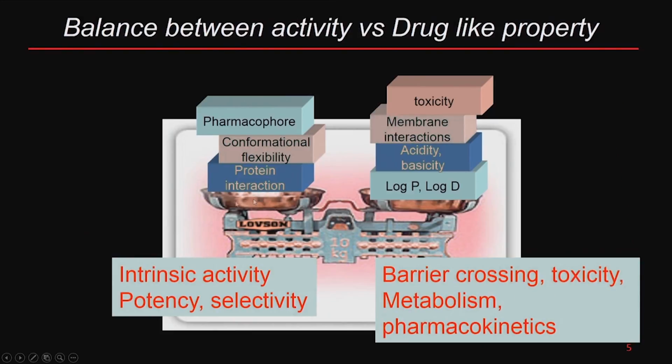So, what happens? Sometimes we need to take a balance between activity or potency or selectivity as against these other drug likeness properties, whether it crosses the GI tract, toxicity, metabolism, pharmacokinetics. So, we need to balance between activity versus other properties.